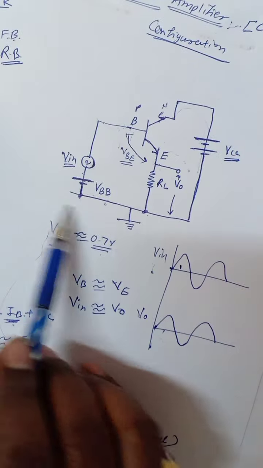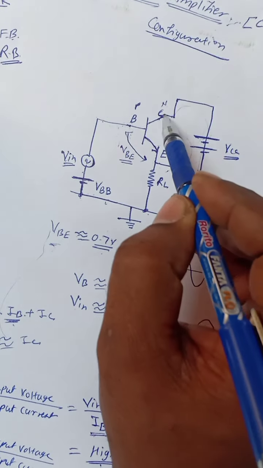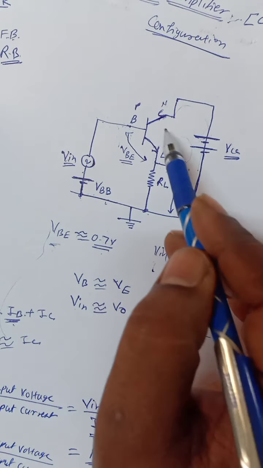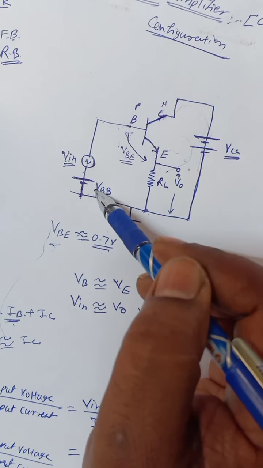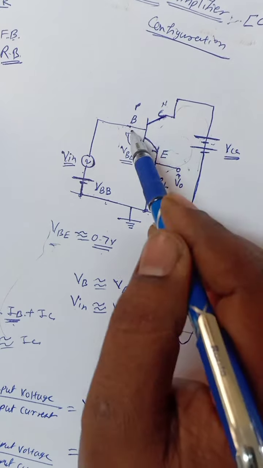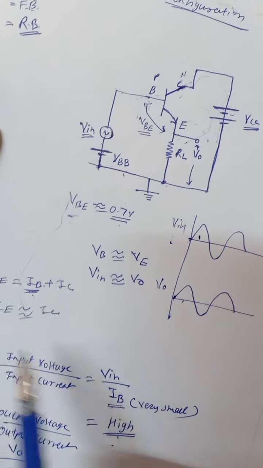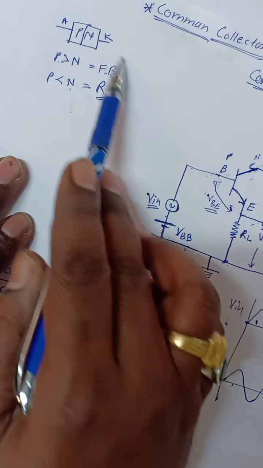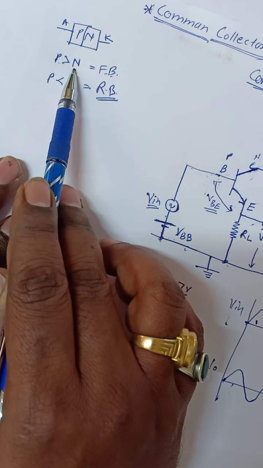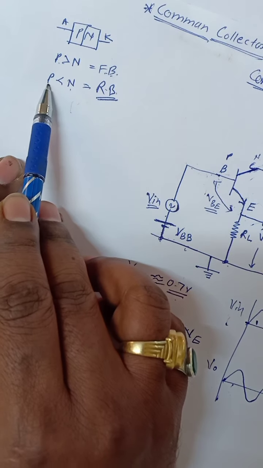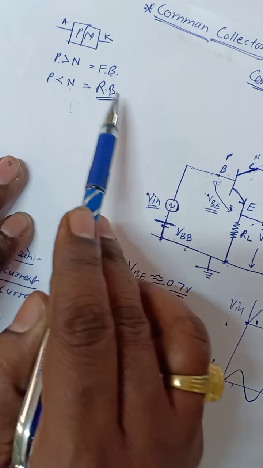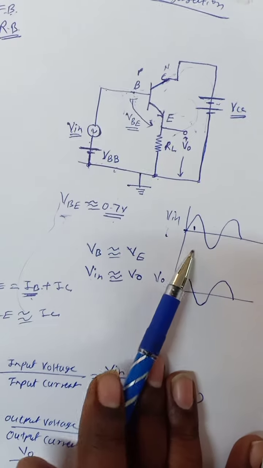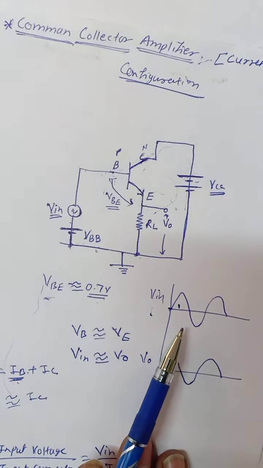So this diagram is very important. Here is the collector and emitter. The collector is grounded, the base to emitter junction is forward biased, and the base to collector junction is reverse biased. You also have to remember this condition: if the P voltage is greater than the N voltage, it is forward biased; if the P voltage is less than the N voltage, it becomes reverse biased. So this is the common collector configuration.